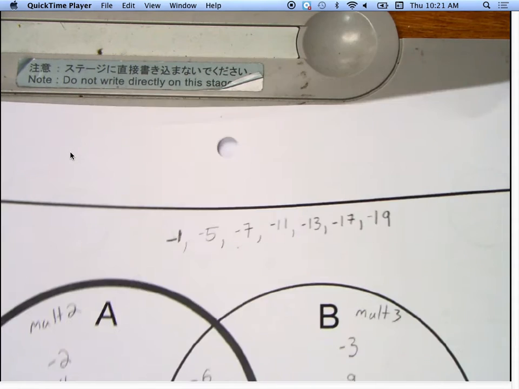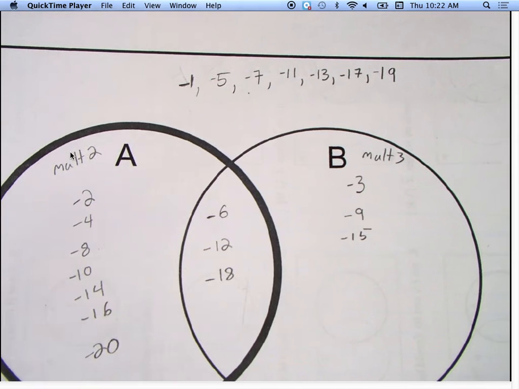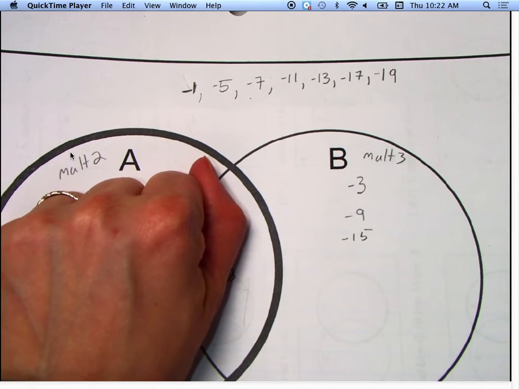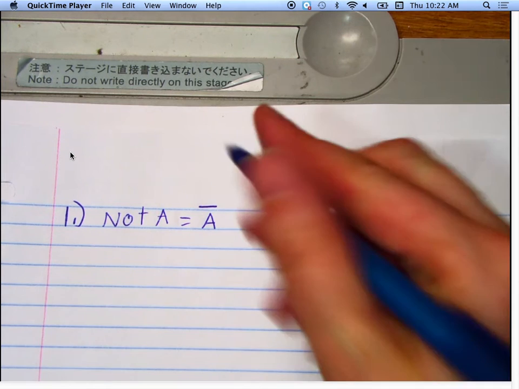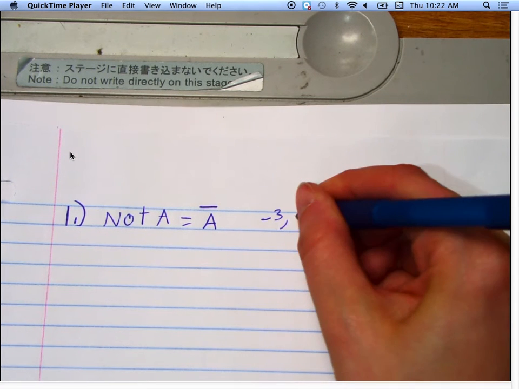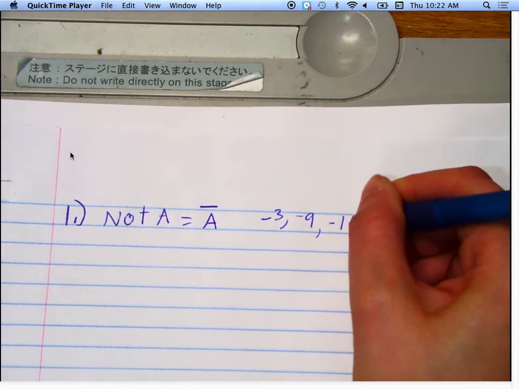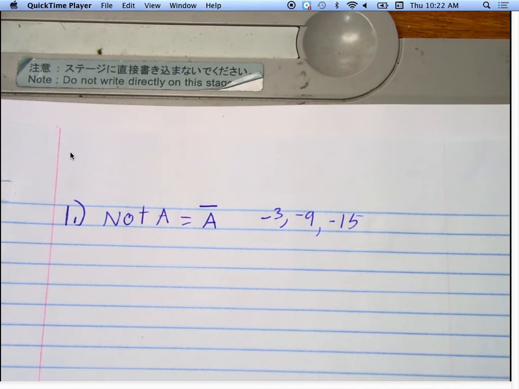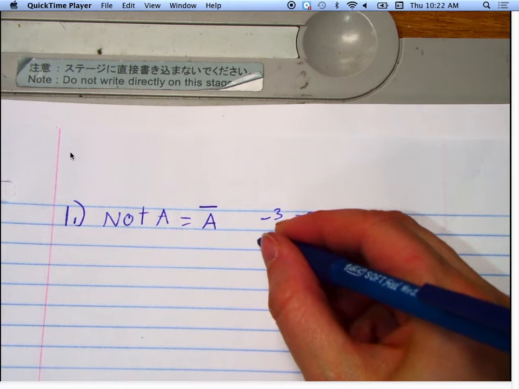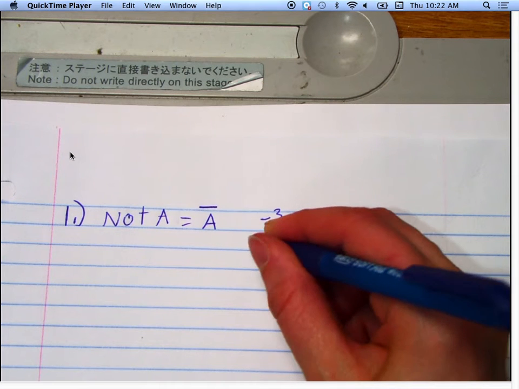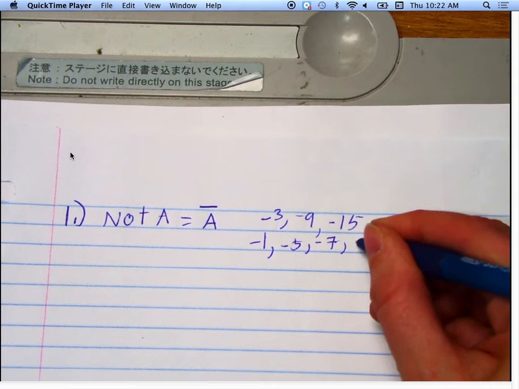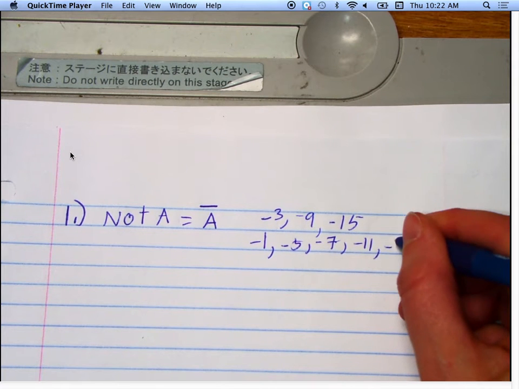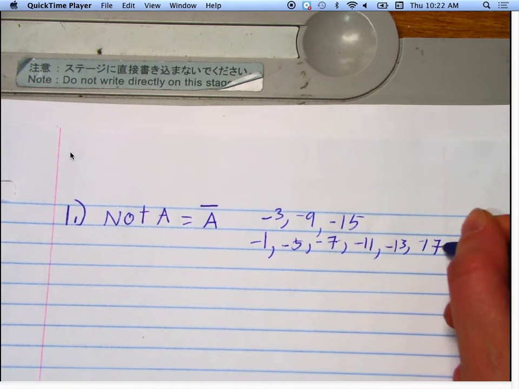Okay. So, not A. So, not anything in this circle. So, we're going to list everything else. Does the middle count? -3, -9, -15. We cannot count the middle, because that is included in circle A. But we also need to include this P space. So that's -1, -5, -7, -11, -13, -17, and -19.